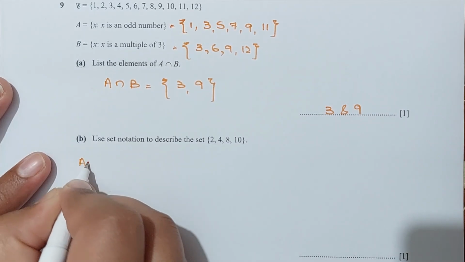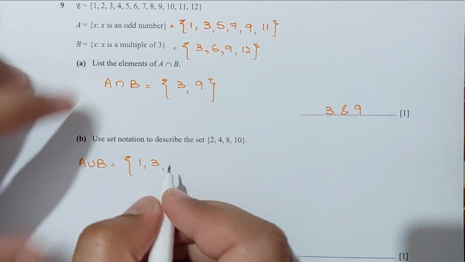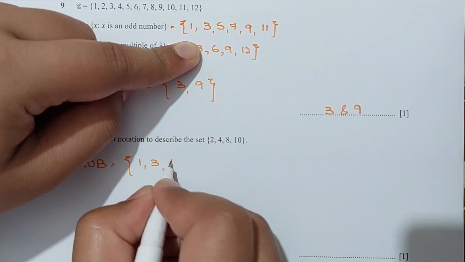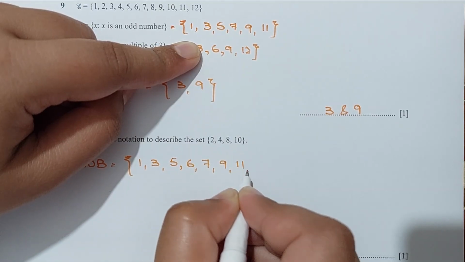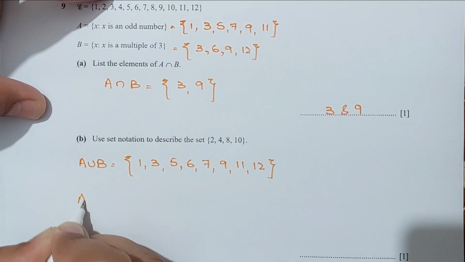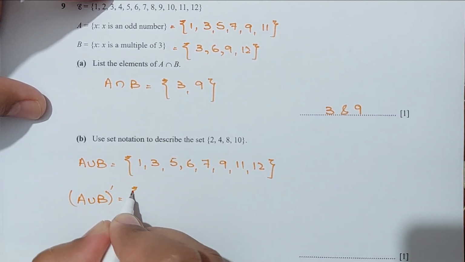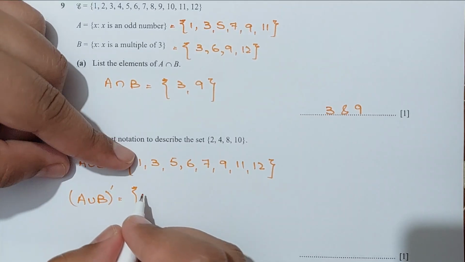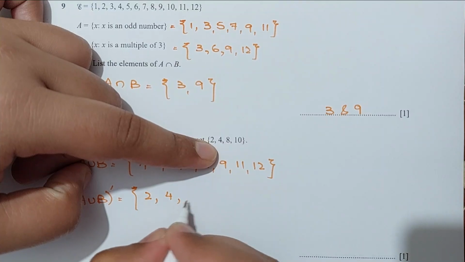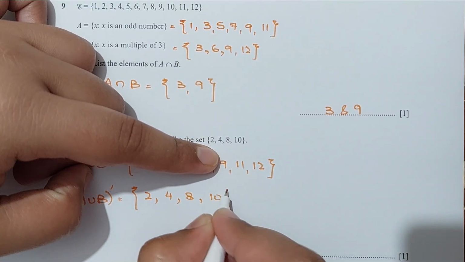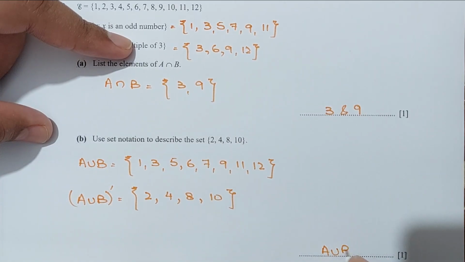Okay, if I take the union, A union B: 1 is included, 3 is in both, and then 5, and then 6, and then we have 7, we have 9, we have 11, and we have 12. Okay, if we take A union B whole complement, the numbers that are outside of this from the universal set. 1 is here, 2, not 3, 4, 5, 6, 7. We can take 8, 9. We can take 10, 11, and 12 is included. So 2, 4, 8, and 10. This is A union B whole complement. Yes.